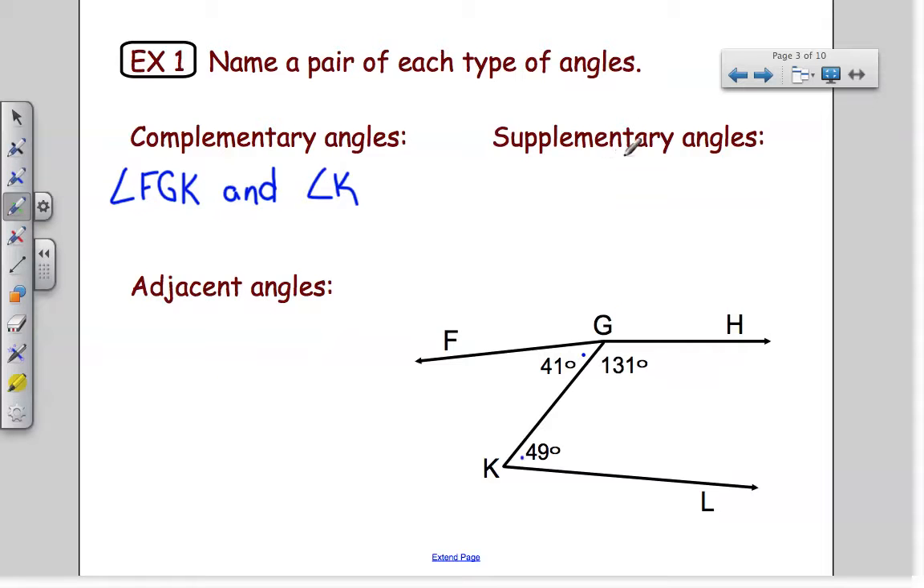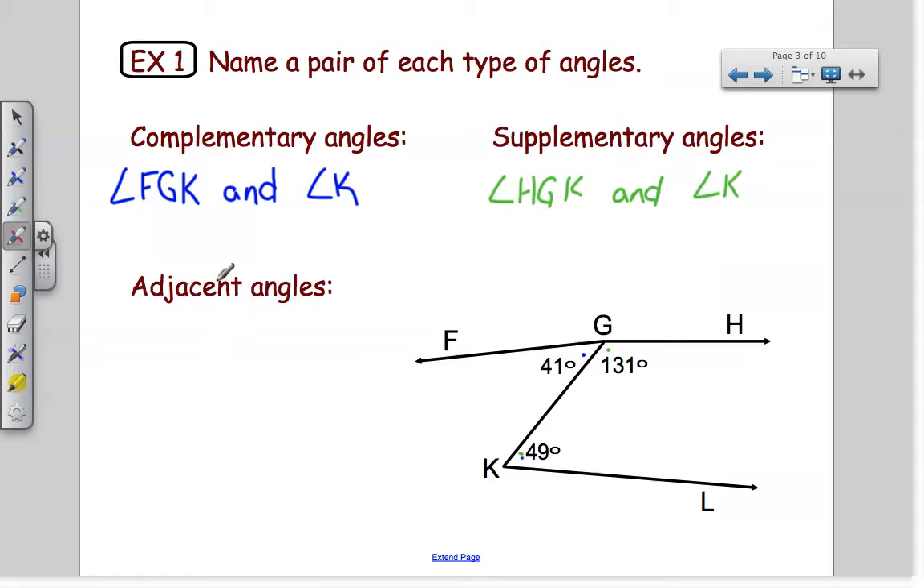Can I name a pair of supplementary angles? These are two angles that add to 180. Well, these two do not add to 180. That would be what, 172? But if I look at 49 and 131, these two add up to 180. To name this angle, I would need three letters, vertex letter in the middle, so how about angle HGK? And again, I can name this one just angle K. Just vertex letter, it's the only angle at that vertex.